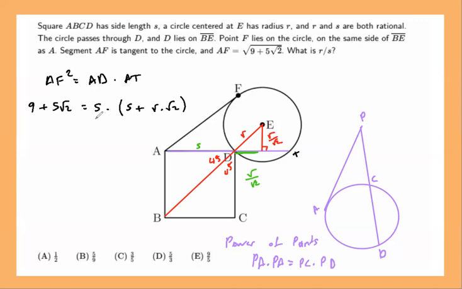I hope that makes sense. If you expand these, you will get S squared plus S times R, SR times root 2, equal to 5 root 2 plus 9. But if you remember, this was the exact same equation that we received in our first solution. So the rest will be the same after getting this one. I just wanted to remind you of the power of a point relation that we have, and this was one of its uses. So it's good to know as well. I hope that makes sense. I'll see you in the next video.